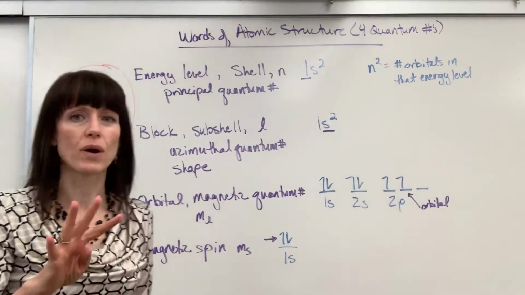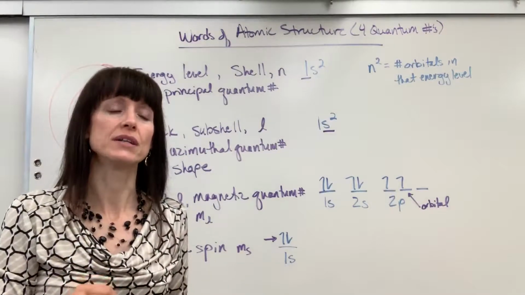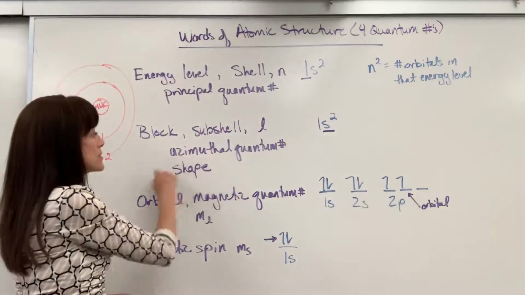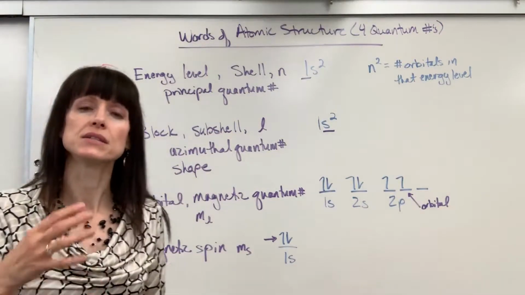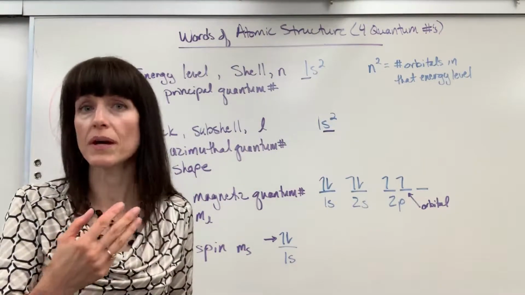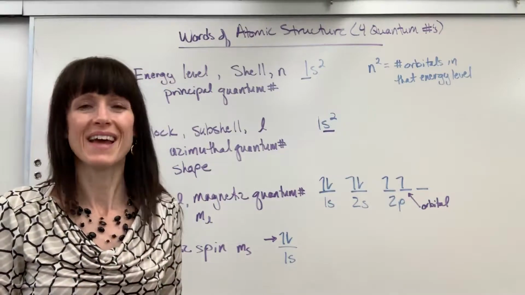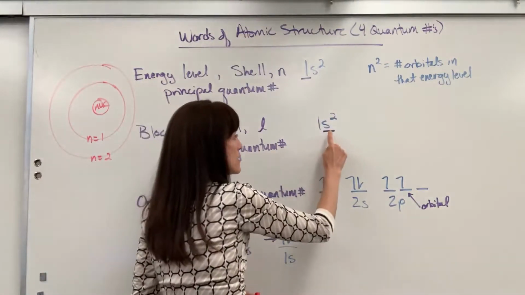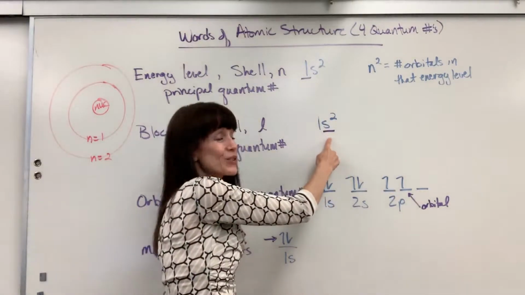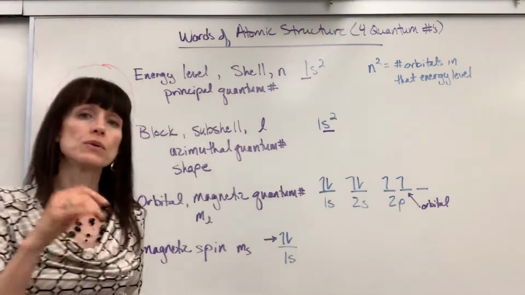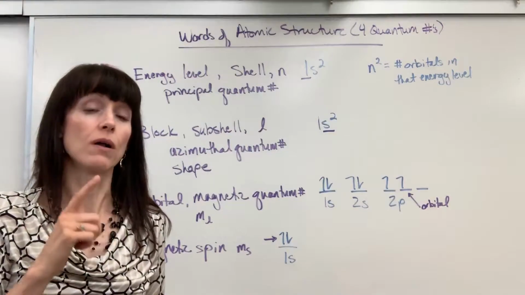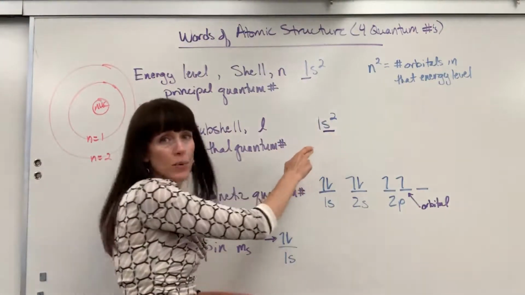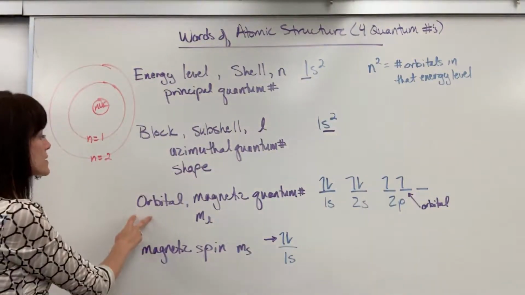And remember, there are 4 quantum numbers. Every electron has its own unique set of 4 quantum numbers. This represents the shape. So again, S is a sphere, P a set of 3 dumbbells, D a set of 5 dumbbells, and F a set of 7 dumbbells. When you write electron configuration, there's the azimuthal, there's your subshell. And so we'll use the word shell and subshell a lot in AP chemistry, referring to energy level and block.